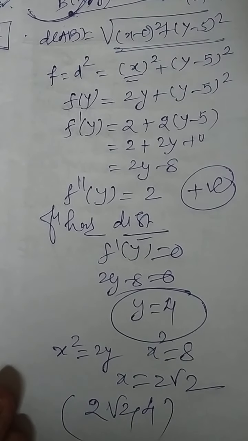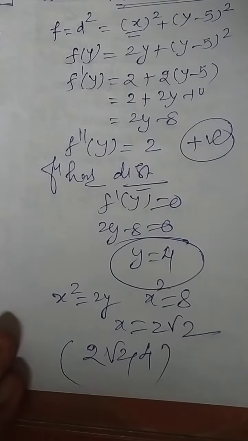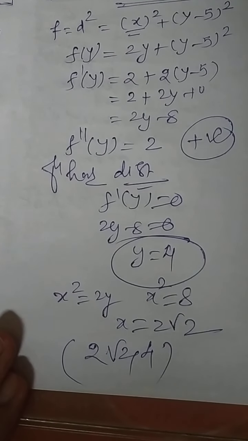So what you should keep in mind: always try to get a function in one variable. Then there is a common method: f dash, f double dash. f dash of x, or f dash of y, is set equal to 0, get that value, and in that way you can answer any type of question. So this way you can practice all questions from maxima minima.